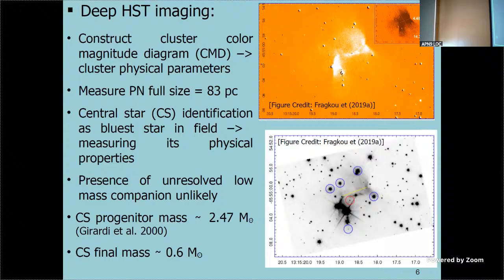So you can see the red circle, it's the bluest star in the field, and also the closest to the nebula's apparent center. And as such, this is our identified single star. We also found that the presence of an unresolved low mass companion is highly unlikely, and we estimated the central star progenitor mass to be around 2.5 solar masses, and its final mass 0.6 solar masses.